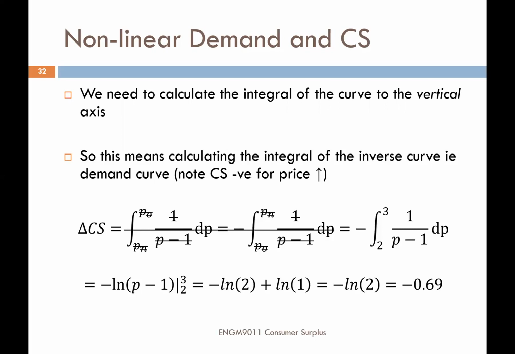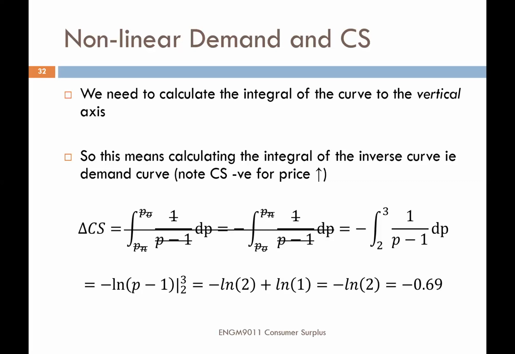Of course, I have the minus sign in front of the integral, so it's a minus ln of p minus 1. And now evaluate it at the two prices. Plug in the price of 3, right? We have minus ln of 2, minus the plugging in the price of 2. So minus is a plus. When you put in 2, it's going to be the ln of 1. So we have minus ln of 2 minus ln of 1. So it's minus ln of 2 plus the ln of 1.